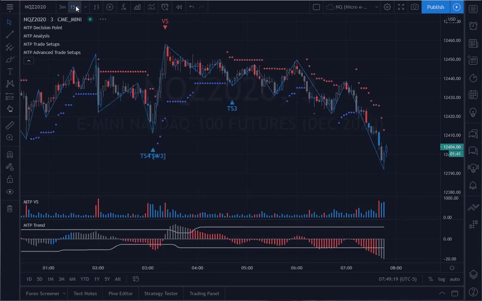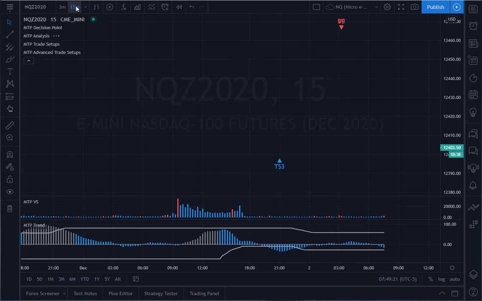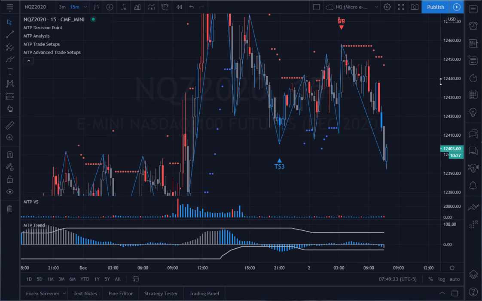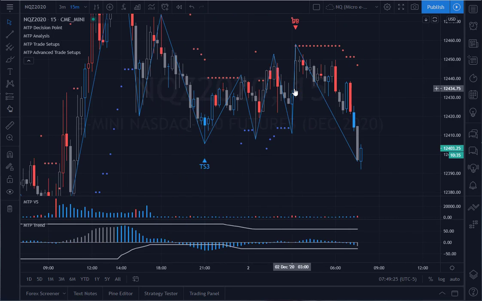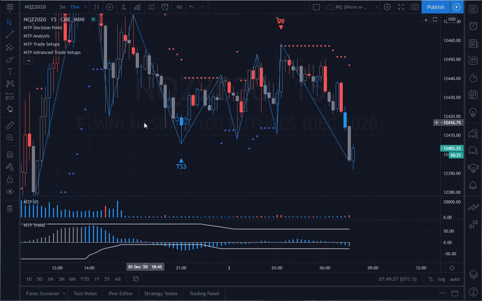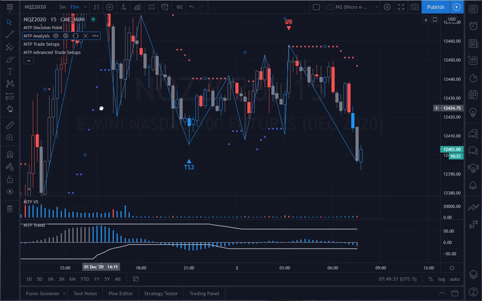So for 3-minute, it'll be going to a 15-minute. If you're, say, trading a daily chart, it'll be going out to the weekly. If you're, say, trading hourly forex, you'd be going out to something like the 4-hourly chart. So what we do is we place our DPs on the chart. Now these are on the chart in advance.